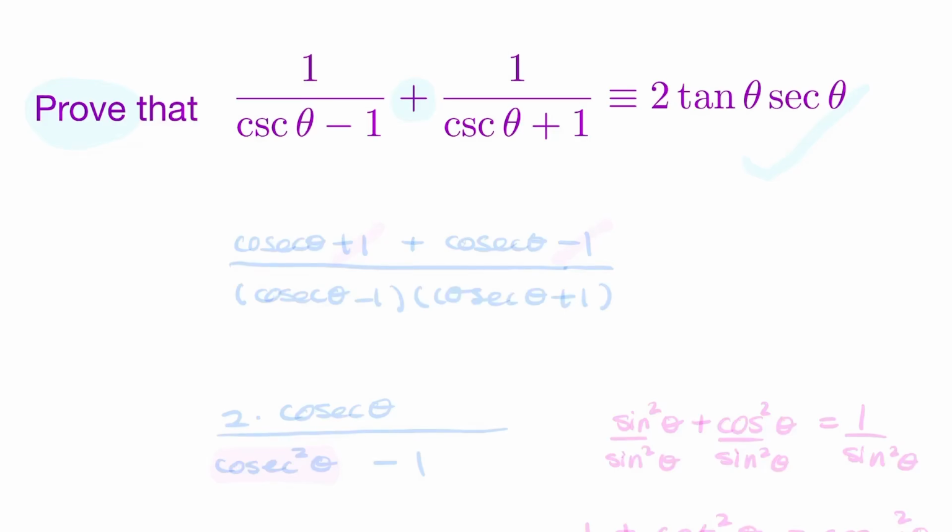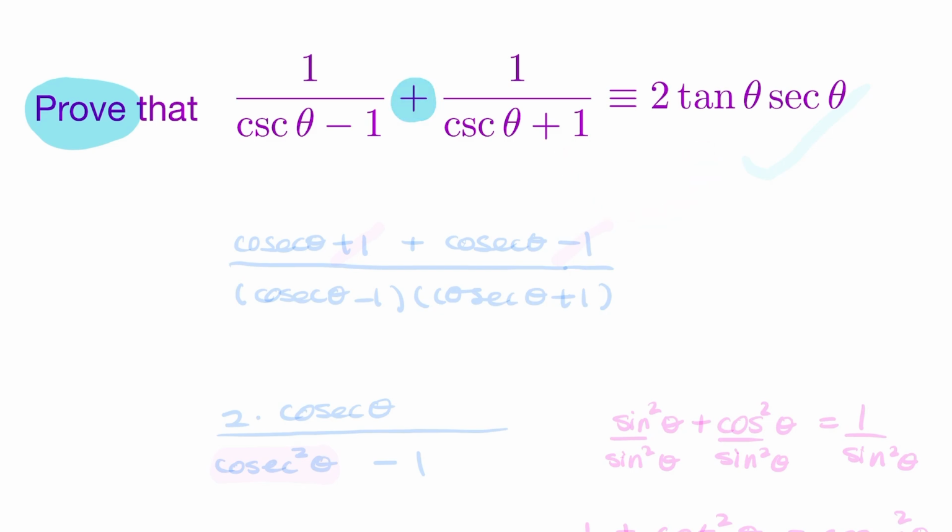So here we are asked to prove that the sum of these two fractions gives you the expression on the right, 2 tan theta secant theta. So it's an identity rather than an equation, so we should work with what we have on the left-hand side and try to make it look like what we have on the right-hand side. So we'll start by trying to add these two fractions.